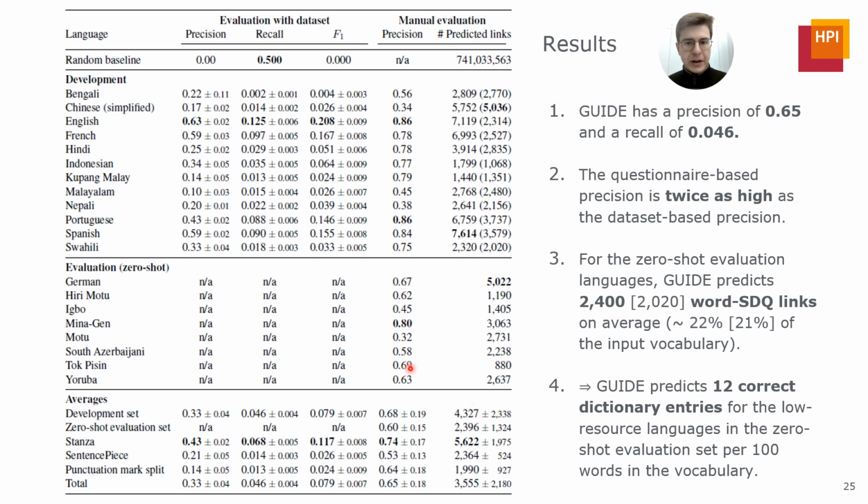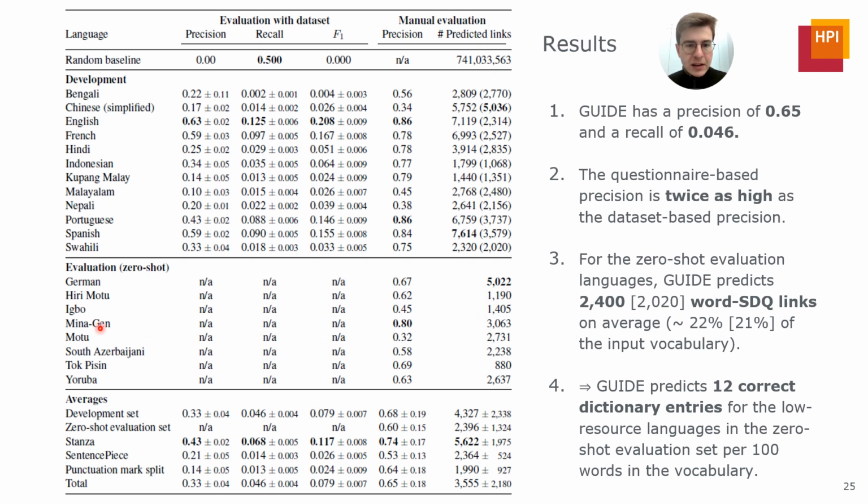Here are 3 key observations. Guide's average questionnaire-based precision is 0.65 and its dataset-based recall is 0.046. A second observation is that Guide predicts 2,400 dictionary entries on average for the zero-shot evaluation languages, which corresponds to 22% of their known vocabularies. If you look closely at the table, you see that German, which is the only high-resource language in the zero-shot evaluation set, might inflate this number.